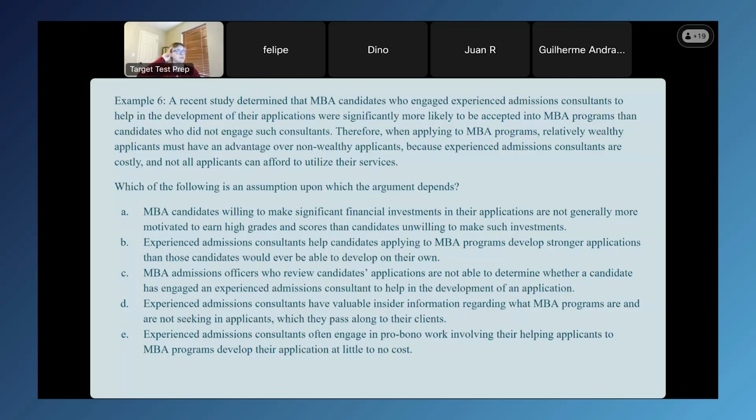It explains a premise, but we don't need that. We already know that their applications are stronger, if we're assuming that people with strong applications get accepted. So the fact that these consultants allow them to build applications that are way better than they could build without the help of consultants, we don't actually have to know that, because we already know that people that hire consultants have an advantage as far as being accepted.